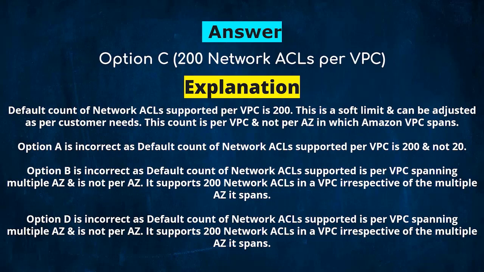Option D is incorrect, as default count of network ACLs supported is per VPC spanning multiple AZ and is not per AZ. It supports 200 network ACLs in a VPC irrespective of the multiple AZ it spans.